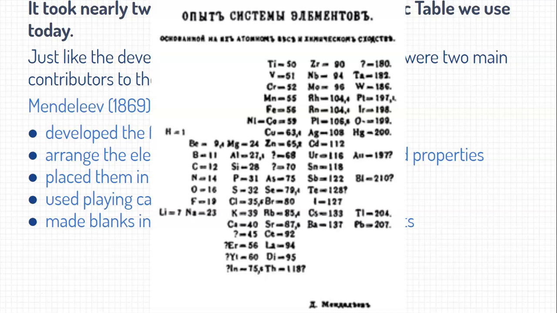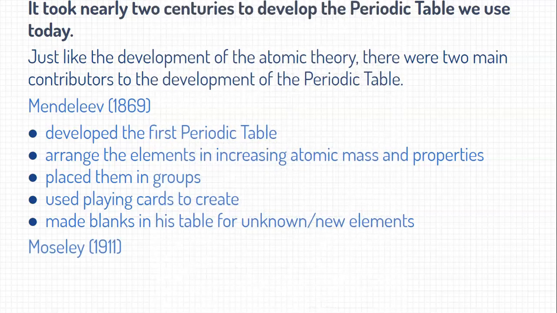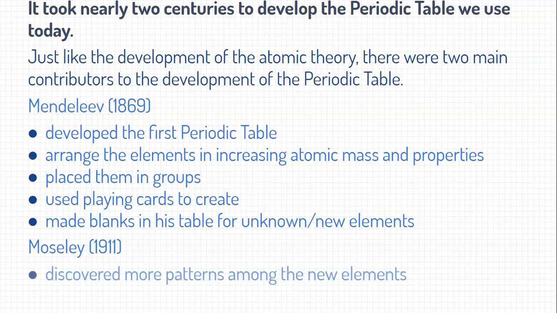Then, after about 100 years later, we got Moseley in 1911. Not 100 years later, more like 50 years later, sorry. Moseley developed more patterns among the new elements. At that time, 50 years later, that's a lot of time. There were a lot more elements invented and discovered, and a lot more properties were discovered as well with these elements. So he was able to create more patterns and more grouping for similarities and differences between each element.